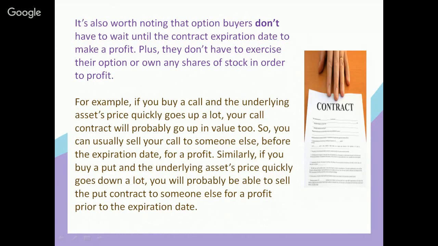Okay, so just like the price of stocks goes up and down, the price of the option contracts goes up and down with it. So you can usually sell your call to someone else before the expiration date for a profit. Similarly, if you buy a put and the underlying asset's price quickly goes down a lot, you will probably be able to sell the put contract to someone else for a profit prior to the expiration date.